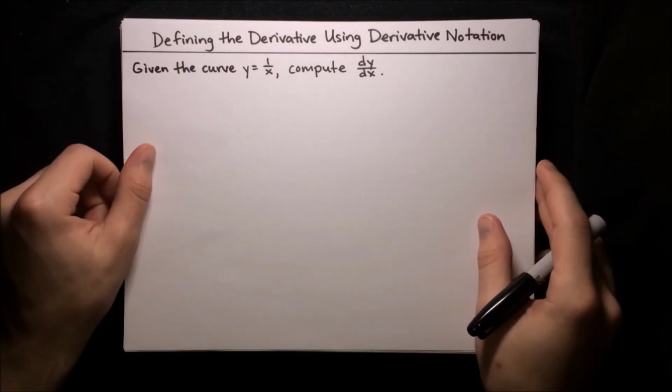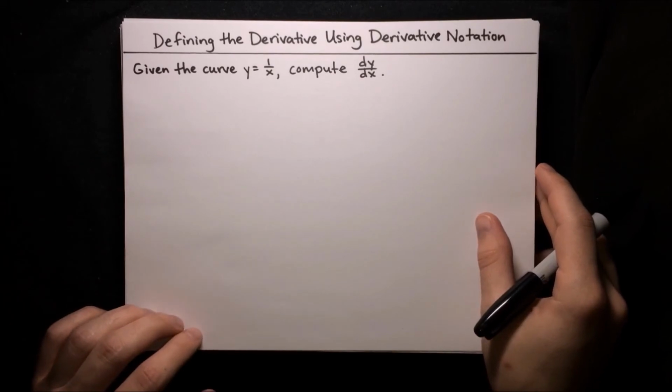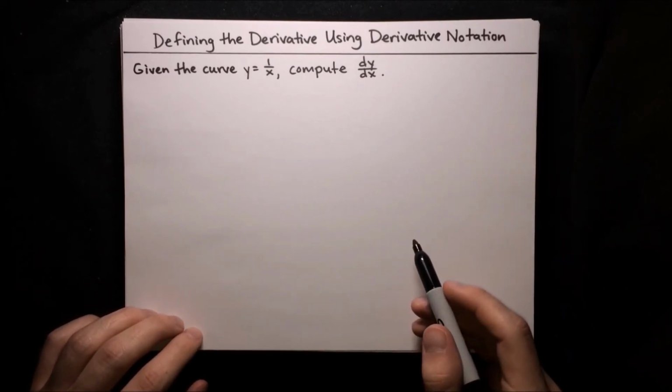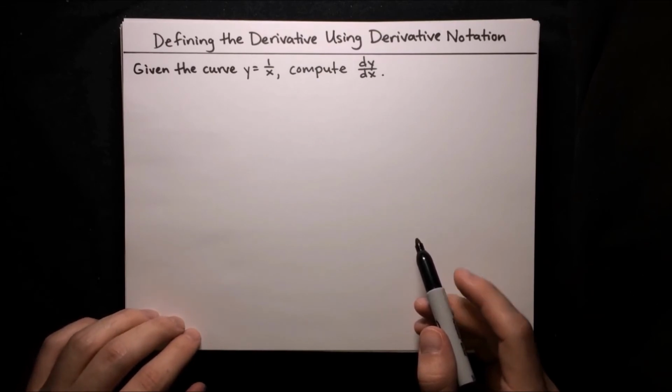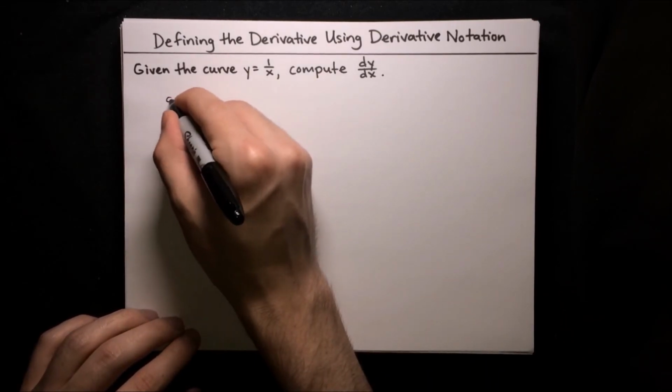Here's another derivative problem for us to try. We're given this curve y equals 1 over x, and we want to compute dy/dx. Of course, dy/dx is just the derivative, so we can just do the same procedure as usual.